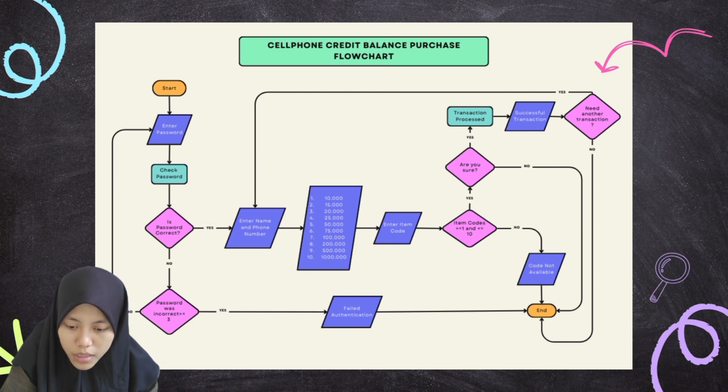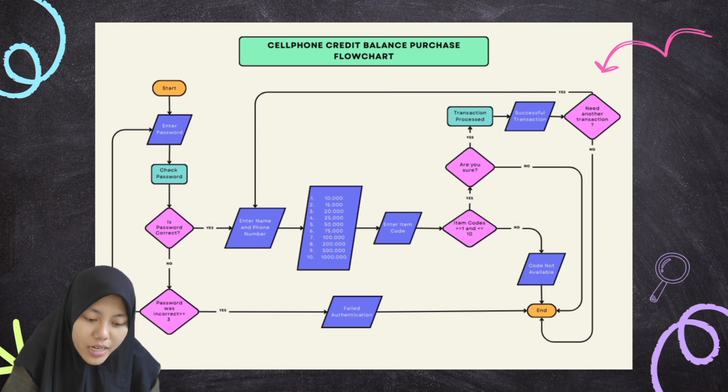Then it will display the output in the form of a list of available credit items. It can be seen that there are 10 credit items that can be selected, ranging from a price of 10,000 rupiah to 1 million rupiah. After that, the user will be directed to fill in the code of the selected item to continue the credit purchase transaction. If the user chooses other than a number between 1 and 10, the output will say the code is not available and the program will end.